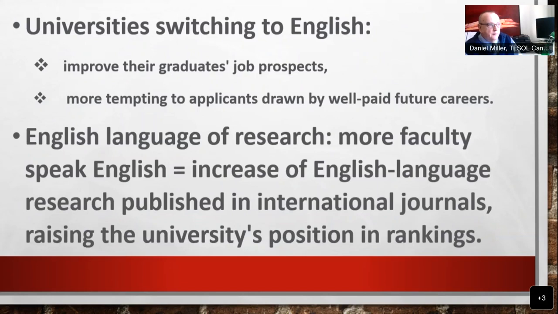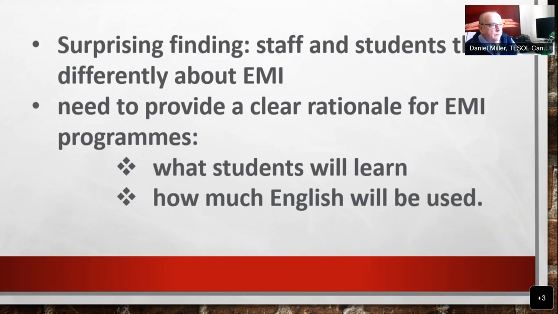Universities are switching to English to improve the graduates' job prospects, more tempting to applicants drawn by well-paid future careers. English is the language of research. More faculty speaking English equals an increase of English language research published in international journals, raising the university's position in rankings. The surprising finding is that staff and students think differently about EMI than do the governments and the educational institutions. They believe that we need to provide a clear rationale for EMI programs, what students will learn and how much English will be used.